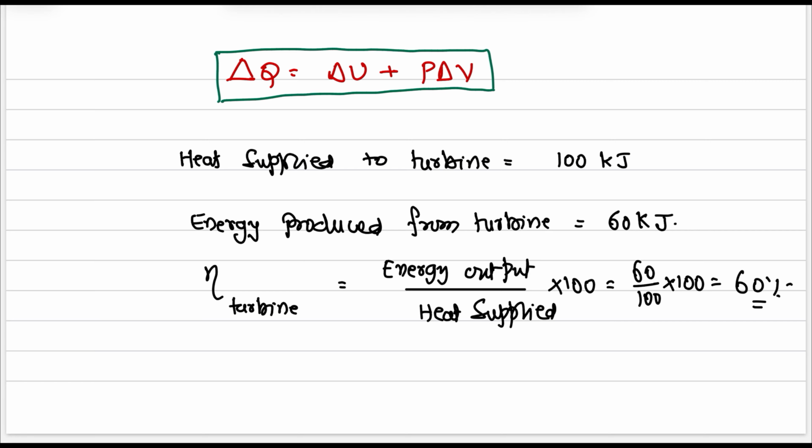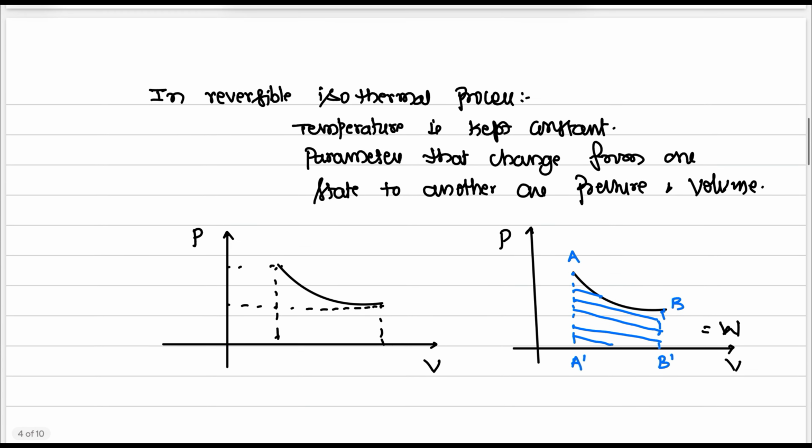The total heat supplied to a turbine will not be converted to mechanical energy or shaft work and will not be available to us. If 100 kilojoules is supplied, 100 kilojoules will not be available to us. Something is lost in the process because of the irreversibilities within the system. That's what I have explained here.